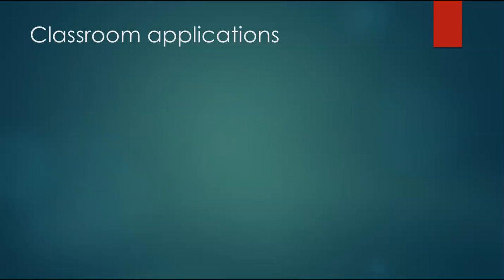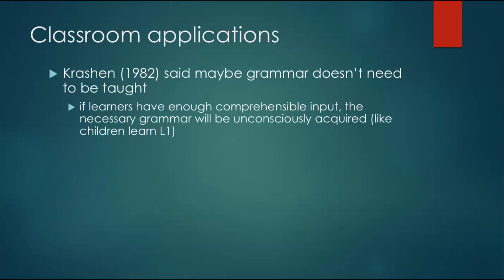And so in answer to Larsen-Freeman's third question about how grammar ought to be taught, based on what we just saw in terms of how L2 grammar is learned, we can draw some classroom applications. So Stephen Krashen in 1982 said that maybe grammar doesn't need to be taught explicitly at all. So he said, if learners have enough comprehensible input, that i+1 that we've talked about in the past, that level of language that's just above what the learner currently understands, if they have enough of that comprehensible input, the necessary grammar will be unconsciously acquired, just like children learn their first language grammar.